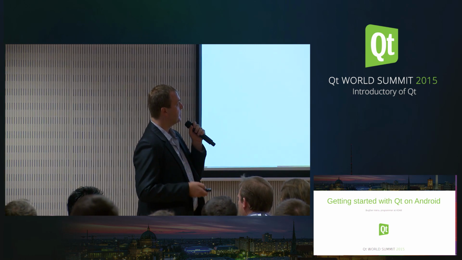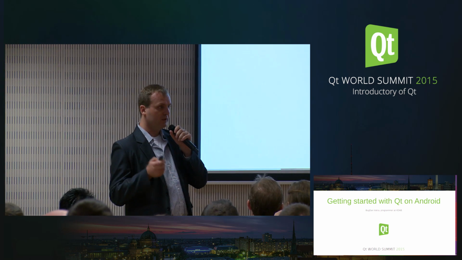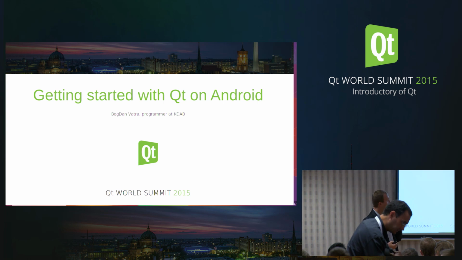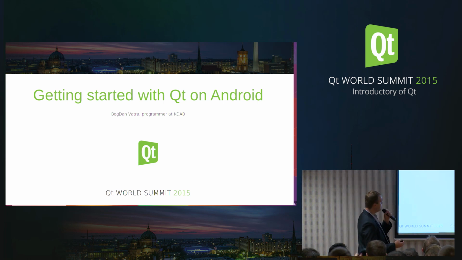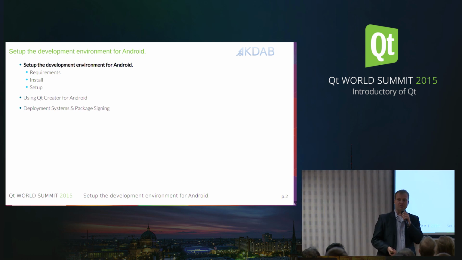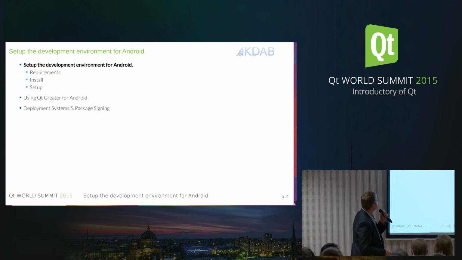So, what we are going to learn today is how to get started with Qt on Android. There are 3 things we are going to see. First, how to set up the development environment on Android. Then how to use Qt Creator for Android to target Android devices. And the last topic will be the deployment system, and how to package and sign the package and make some money out of it.